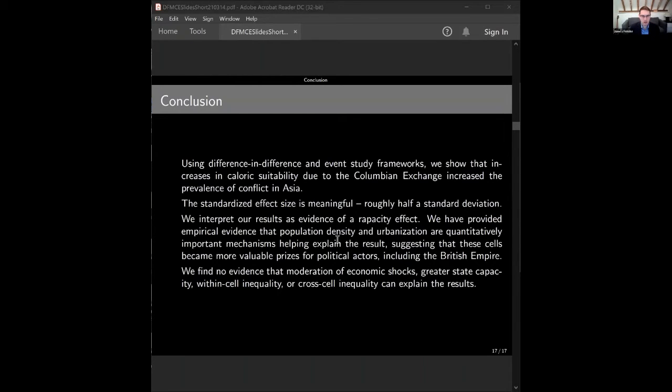We've shown that population density and urbanization are mediators that pop out quantitatively importantly from the mediation analysis. The British Empire also statistically shows up, but doesn't explain effects that are as large. I haven't shown you in this talk, but we've looked at other possibilities, like whether New World crops mediate droughts, whether states are built in response to higher caloric suitability, or whether greater inequality explains the results, and we think we can rule those mechanisms out.